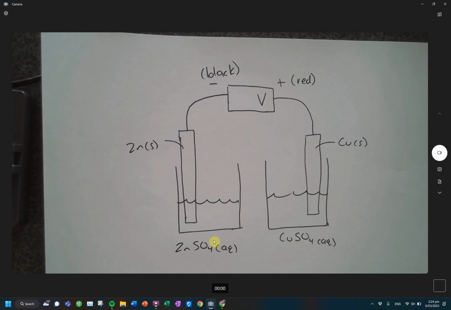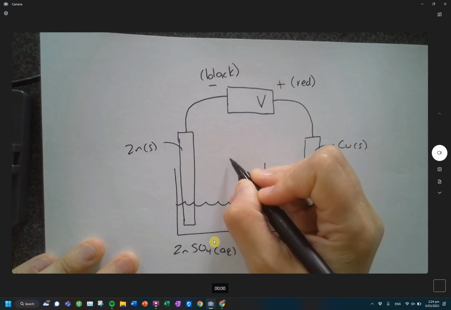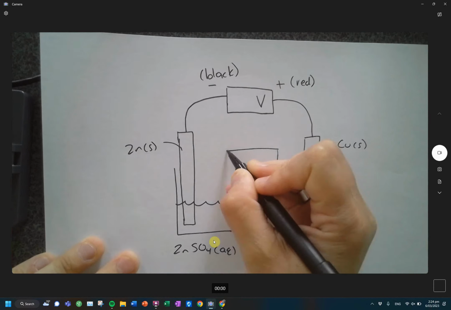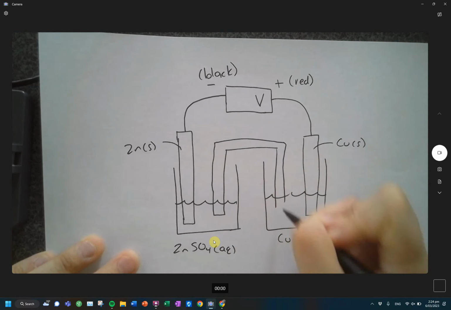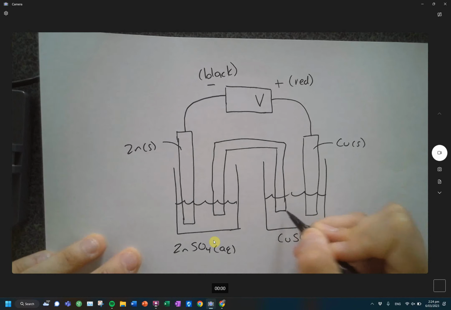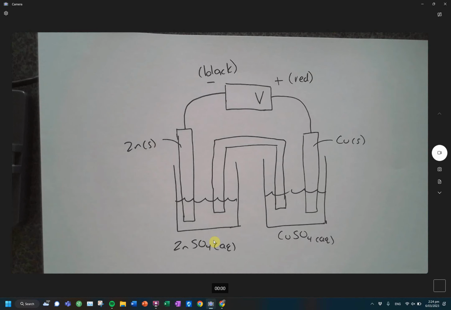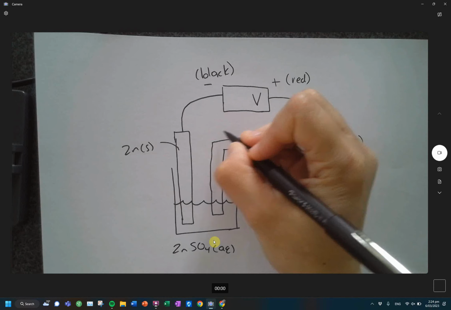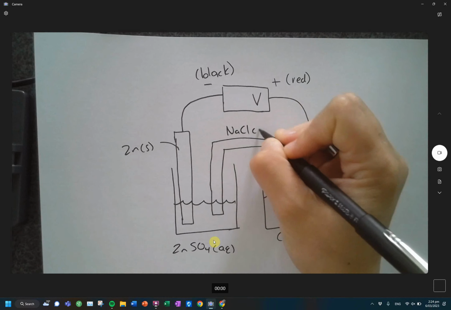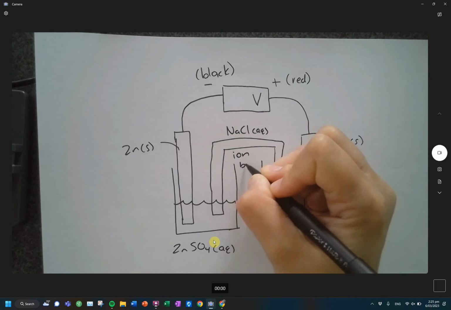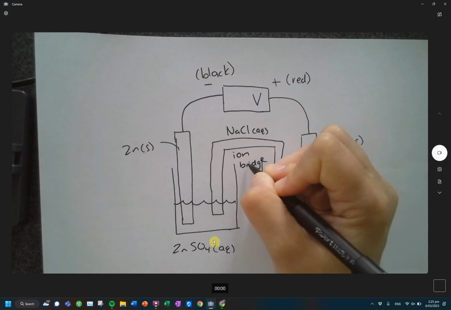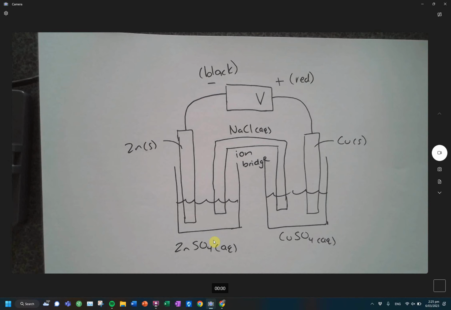The way you're going to do that is by taking a paper towel and you're going to soak that paper towel with an ionic solution. Doesn't matter which ionic solution. I have chosen sodium chloride as our ion bridge, but then that completes our circuit. So this would be sodium chloride. And that's our ion bridge. And that's what it should look like.